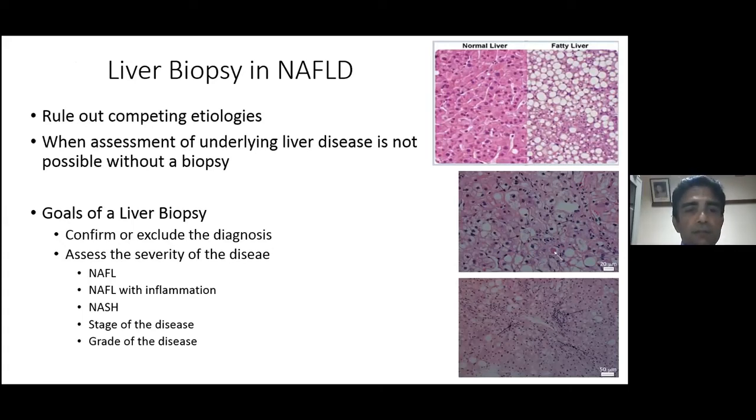So the goals of liver biopsy: to confirm or exclude the diagnosis and assess the severity of the disease, whether it is non-alcoholic fatty liver, or non-alcoholic fatty liver with some degree of inflammation, or full-blown non-alcoholic steatohepatitis. To stage the disease, staging means to objectively assess the degree of fibrosis, and grading means the objective assessment of the necroinflammation.